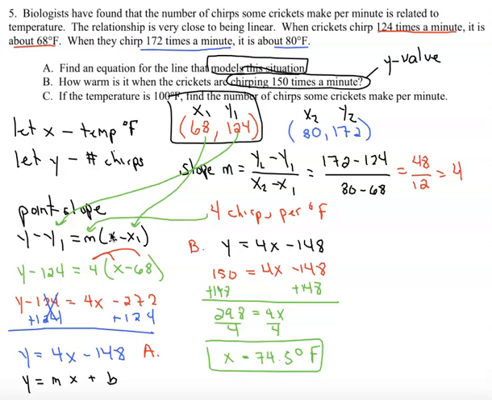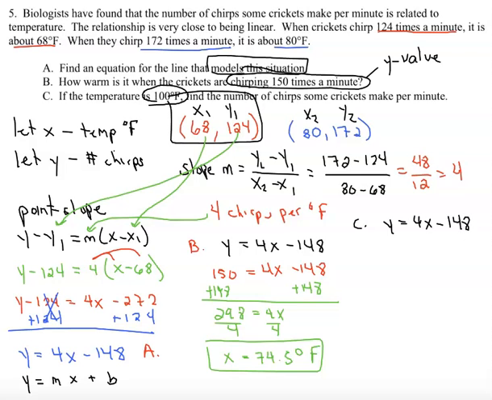And now let's do the last one here, part C. If the temperature is 100 degrees Fahrenheit, the number of chirps some crickets make is what? If the temperature is 100 degrees Fahrenheit, okay, so they're giving you 100 degrees. You have your equation, y equals 4x minus 148.